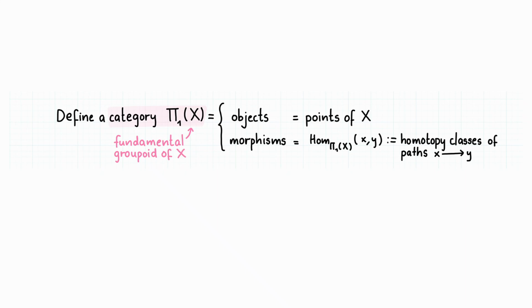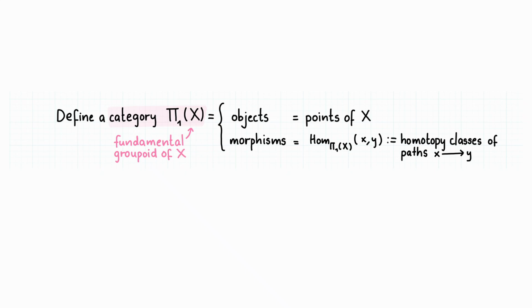And this, along with the composition. The composition you define here is: you have a path from X to Y, and then you have another path from Y to Z. Then the composition would be the concatenation of these paths. One way to concatenate them is to go through the first path with twice the speed and then use the remaining time to cover the second path. That gives us a composition of morphisms in this category, and identity is just the constant path.